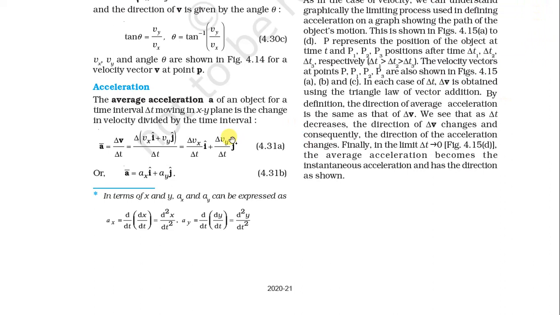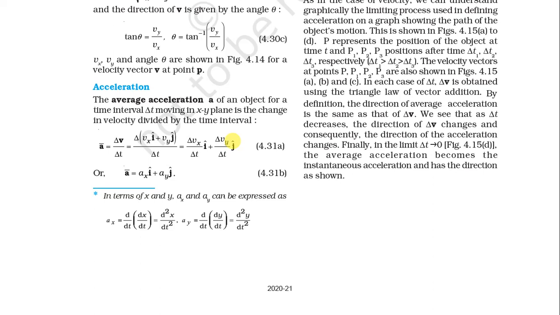object moving in an xy plane over a time interval delta t is the change in velocity divided by the time interval. So average acceleration a bar is equal to delta v by delta t.